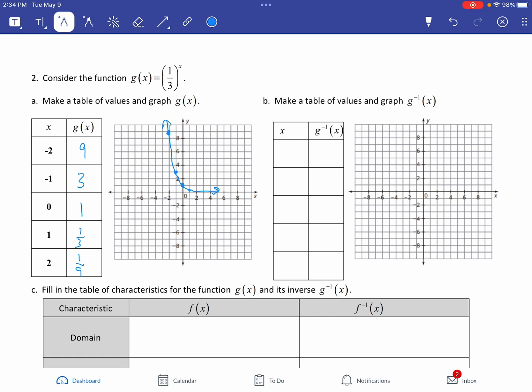Again, for my inverse, I switch the x and the y values. So the negative 2, negative 1, 0, 1, and 2 used to be my x's. Now they are my y's. And I have 9, 3, 1, 1/3, and 1/9. So 9 comma negative 2 is right there. There we go. 3 comma negative 1, 1 comma 0, 1/3 comma 1. So about there. So this graph looks like this.